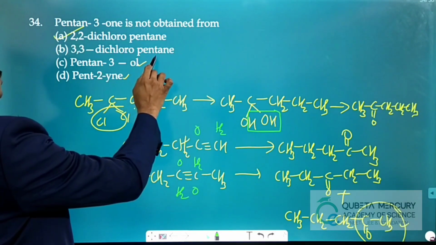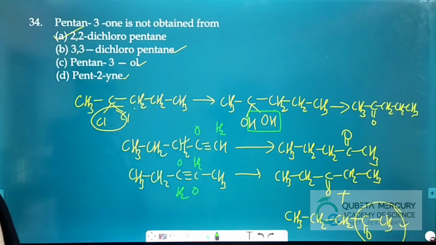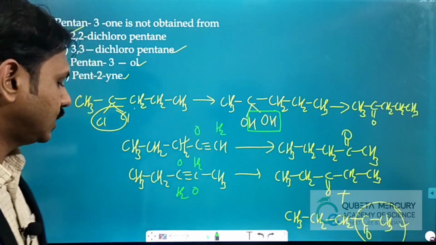Pentan-3-ol can give 3-one. 3,3-dichloropentane can also give 3-one. But 2,2-dichloropentane cannot give 3-one but gives only 2-one. So that is the answer of this question.